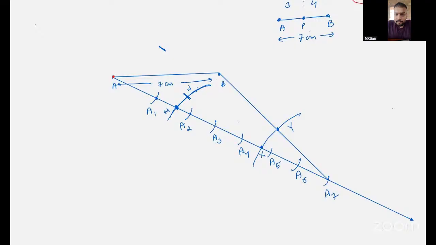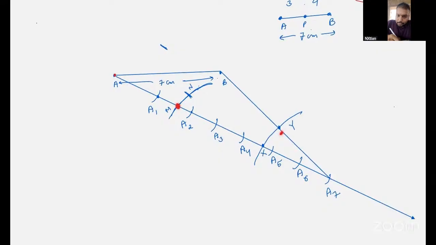Say it again. How do we make the arc from M? Can you just repeat that? Put the needle on M, the point which you made from A3. Put that needle here. The point which I made from A3 is not going to come all the way there. Show it to me. It's coming. Then cut an arc like this and name that as N. Everyone done till here?